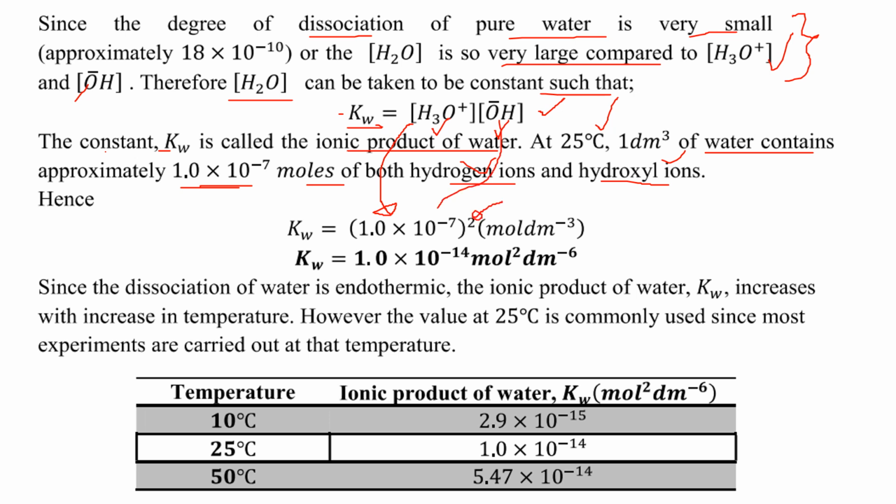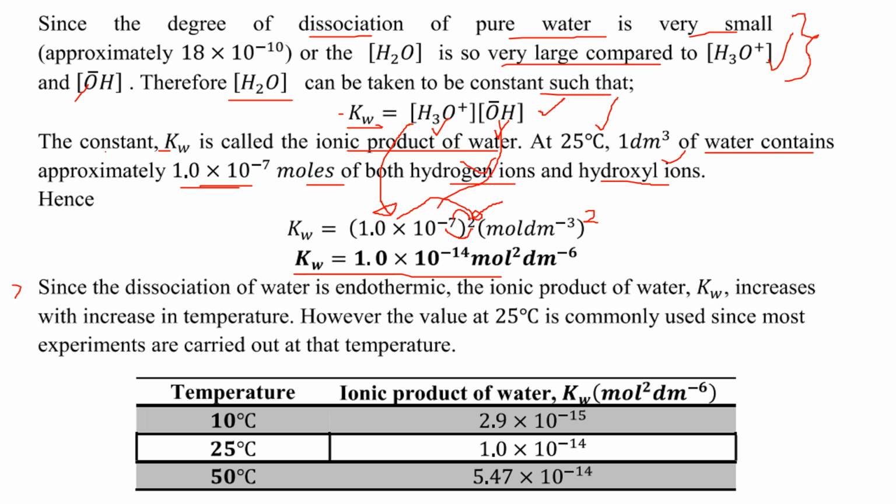And once you do the math, this squared is going to multiply this and this. So you're going to remain with the ionic product of water, or ionization constant of water, to be 1.0 × 10^-14, because 2 times negative 7, you end up with negative 14. Also, the units are squared. So squaring the units is going to be mole squared per decimeter to the power of negative 6.